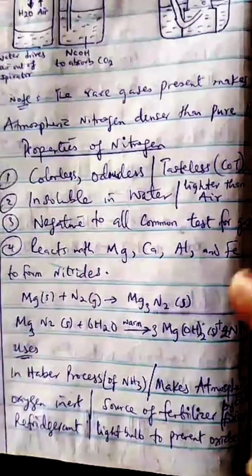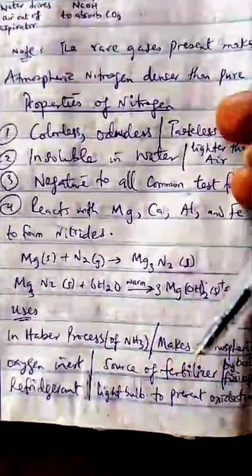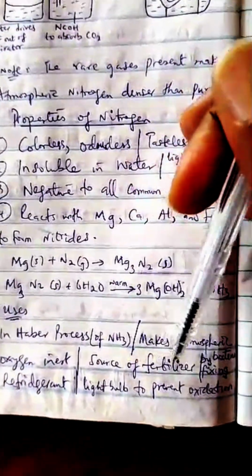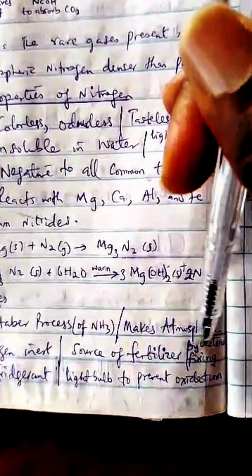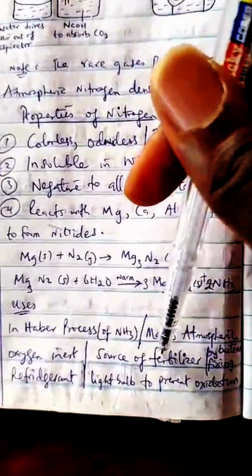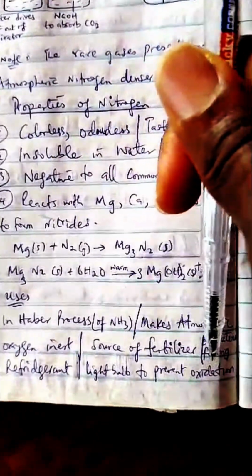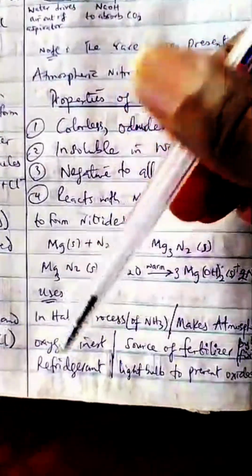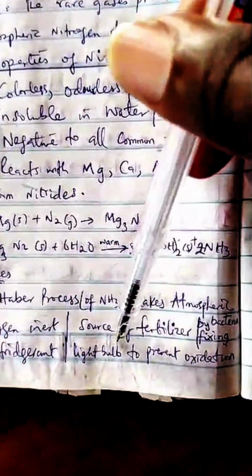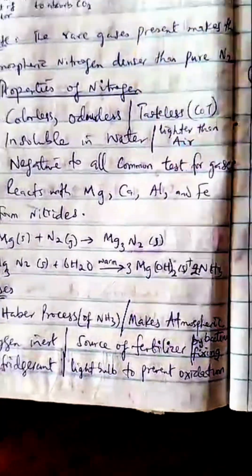So still talking about the uses of nitrogen. Nitrogen is a source of fertilizer, by bacteria fixing, the process by which bacteria utilize nitrogen in the soil. It is also used as a refrigerant. Nitrogen is also used in light bulbs to prevent oxidation.